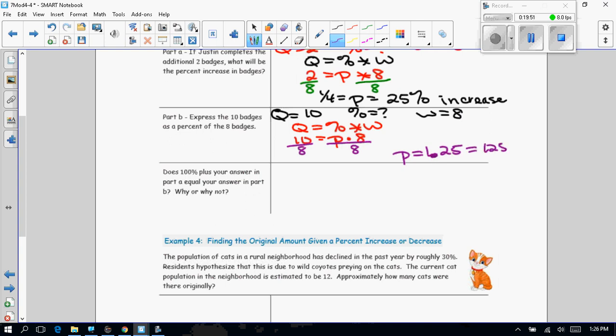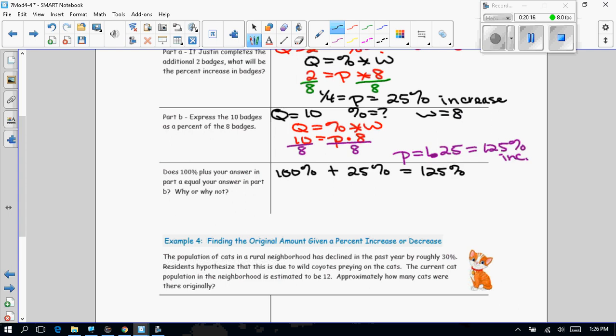Or 125% increase? Does 100% plus the answer we had in part A give me the answer in part B? Yes, it does. Okay, 100% plus the 25% in part A does give me 125%.